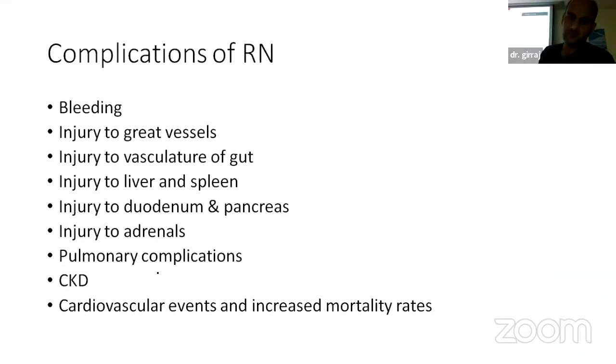Complications of radical nephrectomy. Complication is a deviation from the normal intraoperative or postoperative course. Intraoperatively, it is bleeding, injury to great vessels, injury to the vasculature of the gut, and injury to bowel. Postoperatively, bleeding also occurs, infection, pulmonary complications, CKD, cardiovascular events and increased mortality rates.